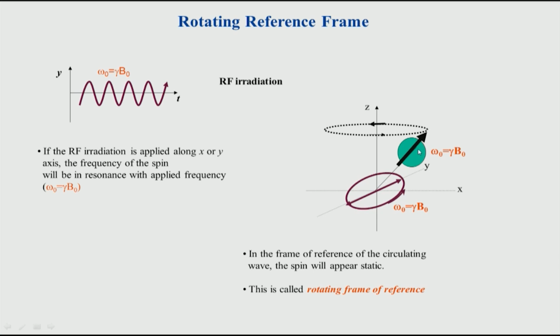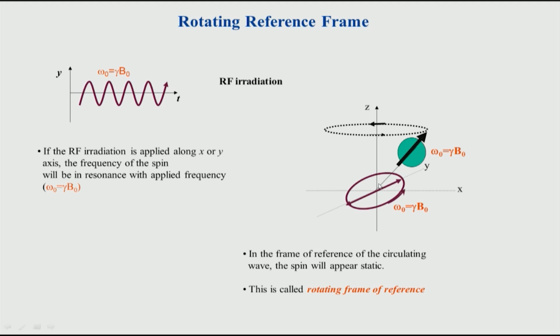So, what has happened is, if you go to the frame of reference of this rotating magnetic field, then this spin appears static. Remember we looked at an example that if two trains are moving at 100 kilometers per hour, and you are sitting on one train, for you the other train will look static, it is not moving at all.